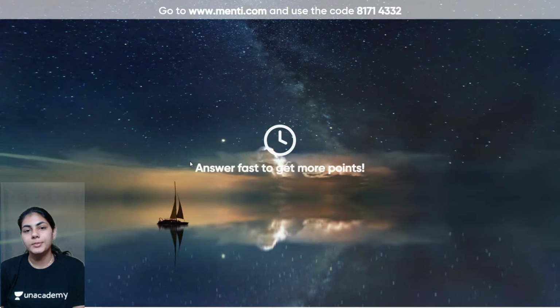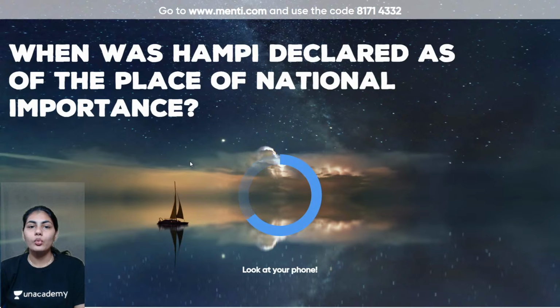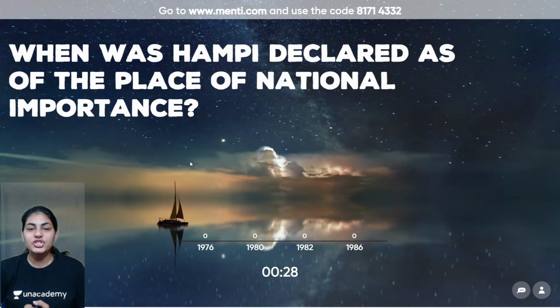Question number 6. When was Hampi declared as the place of national importance? When was Hampi declared as a place of national importance? Is it in the year 1976? Is it in 1980, 1982 or 1986? The question is, when is Hampi declared as the place of national importance?